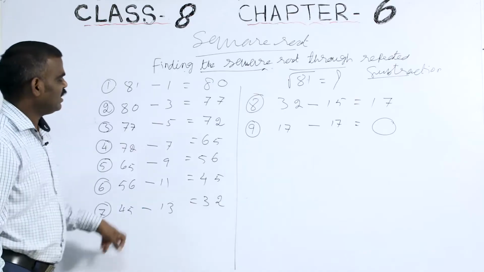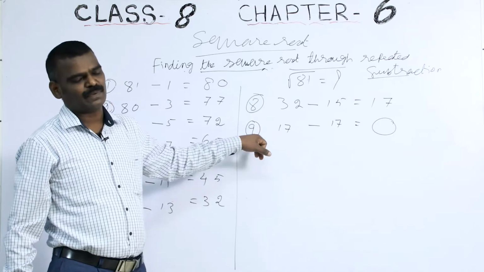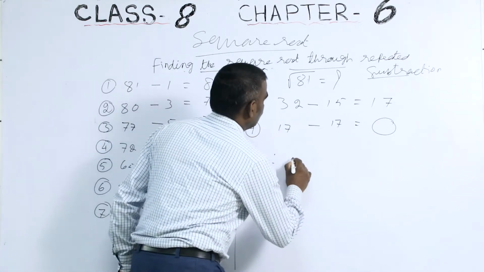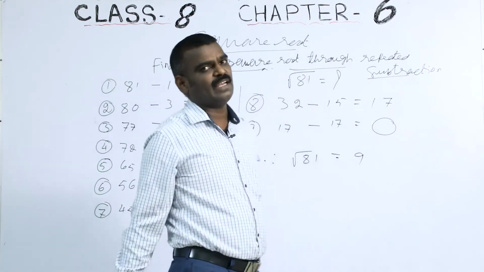So, at what step are you getting the 0? 9th step. Okay. Therefore, square root of 81 equal to how much? 9. Because 9 into 9, 81.